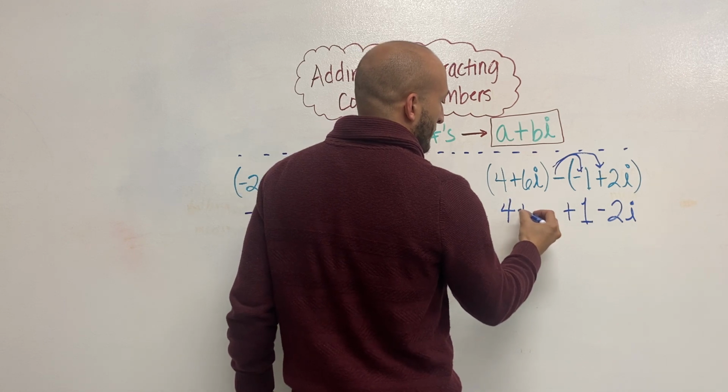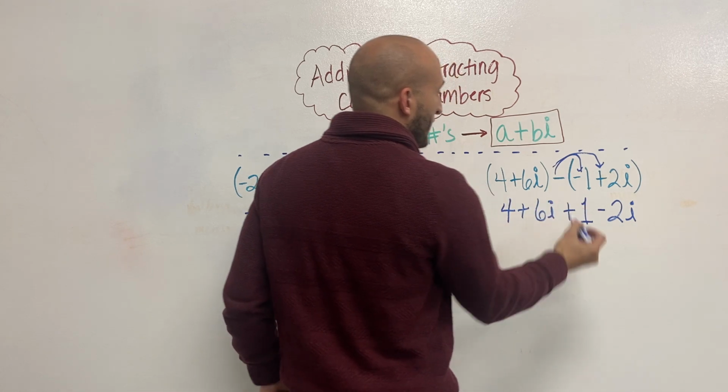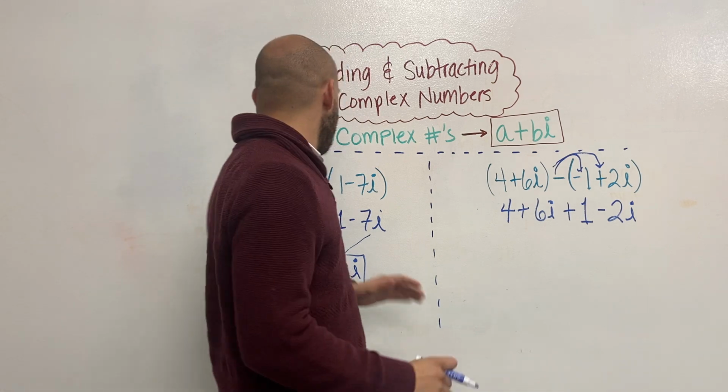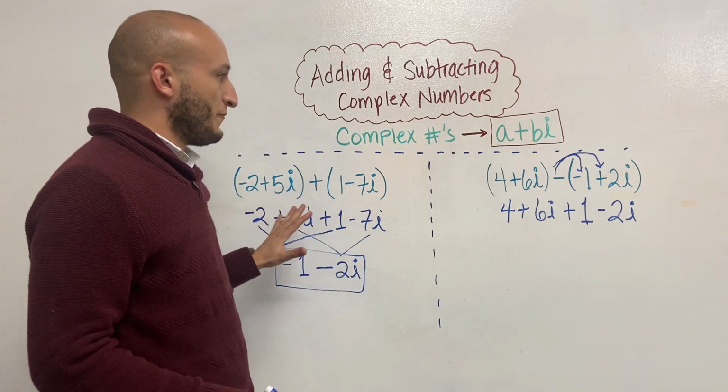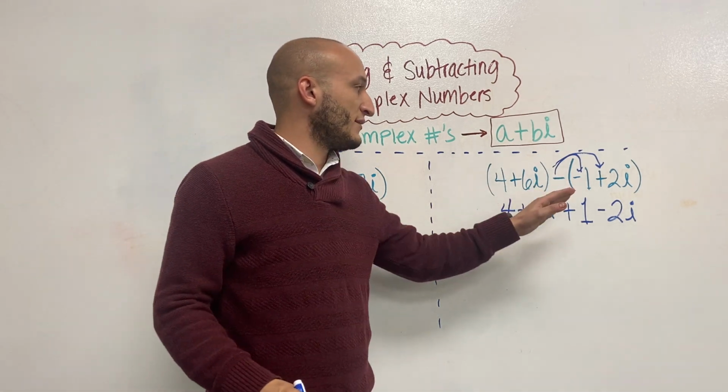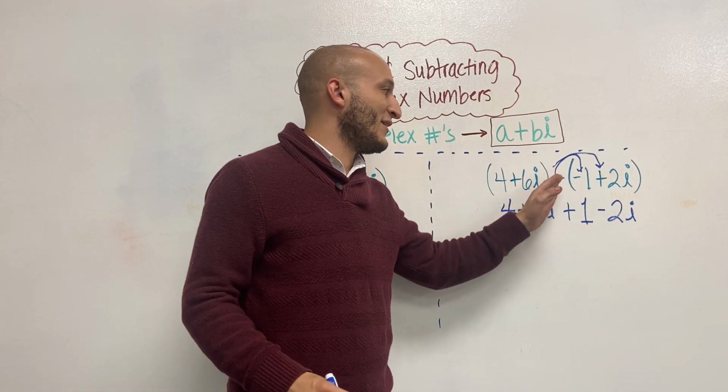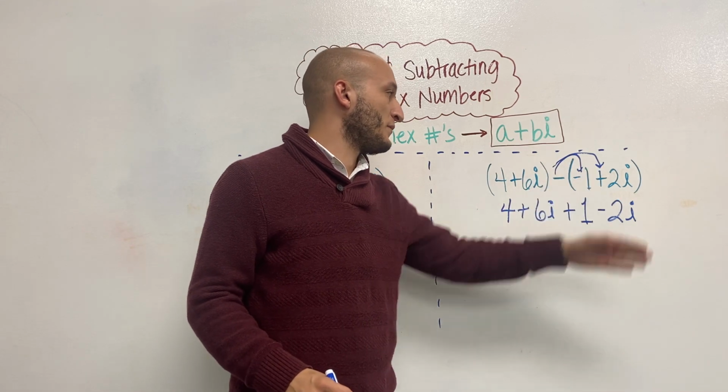So 4 plus 6i. So make sure you're careful when we're adding and subtracting and there's parentheses. When there's a negative, that negative has to be distributed to both terms.